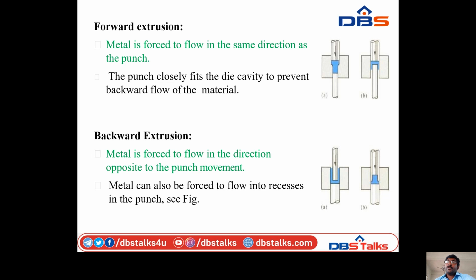Forward extrusion. Metal is forced to flow in the same direction as the punch. This is forward extrusion. The punch closely fits the die cavity to prevent backward flow of the material. Backward extrusion. Metal is forced to flow in the direction opposite to the punch movement. This is backward extrusion. Metal can also be forced to flow into a recess in the punch.